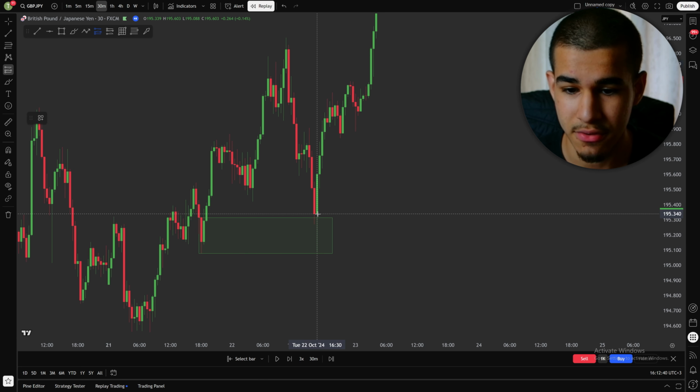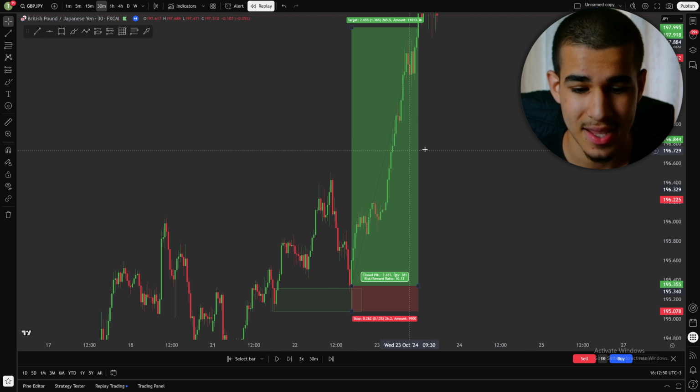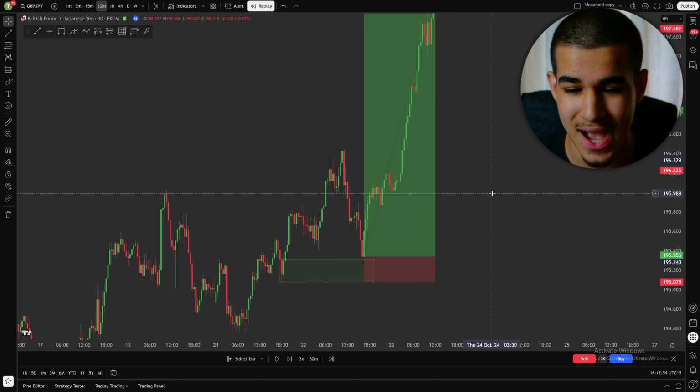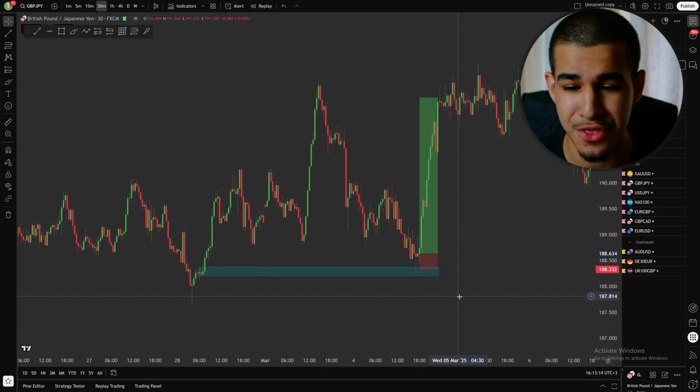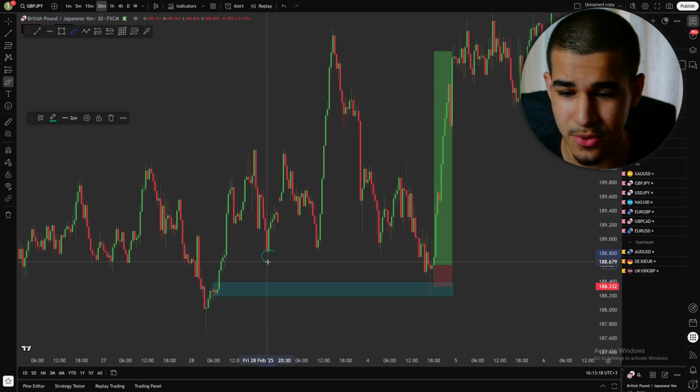You entered here on a flip entry, had a stop loss just over here, and a take profit of 1 to 10. Let me show you another example to show you that I'm not actually joking. As you can see, I have another perfect example. You can see there's multiple levels of liquidity.